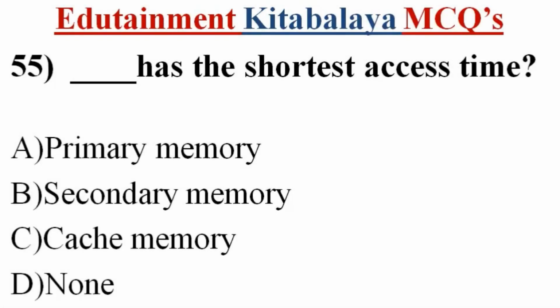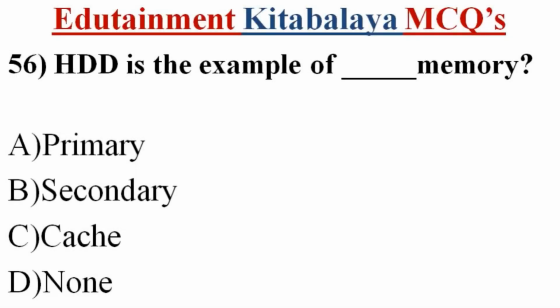Question number 55. Has the shortest access time? A. Primary memory, B. Secondary memory, C. Cache memory, D. None. Correct answer is C. Cache memory. Question number 56. HDD is the example of memory? A. Primary, B. Secondary, C. Cache, D. None. Correct answer is B. Secondary.